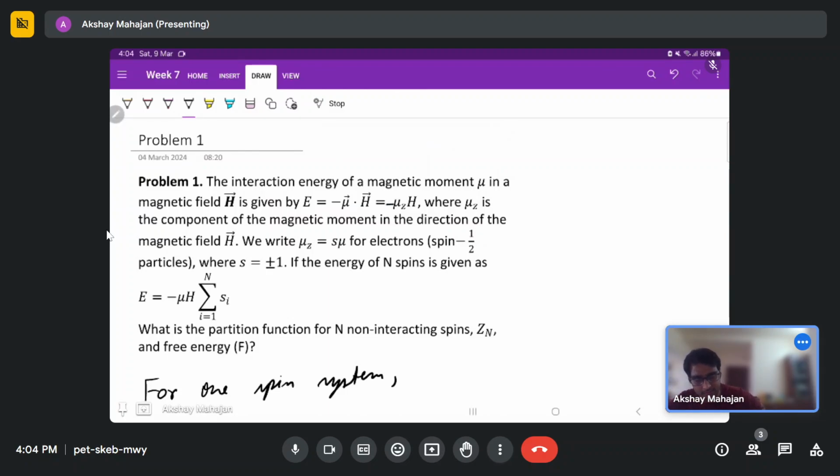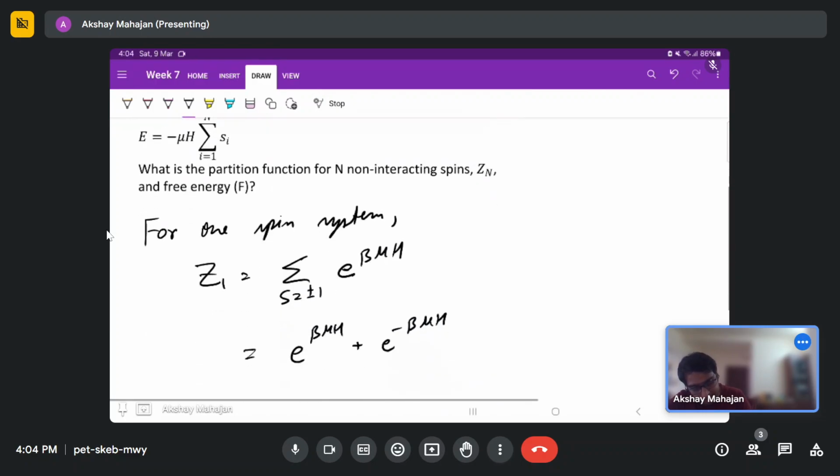There was a minus sign missing here. Because mu vector dot H vector, where mu z is basically your magnetic component in the direction of the magnetic field. We are assuming the field is in the z direction, so the dot product will just give mu z times H, and there is a minus sign already in the energy, and that we have in the summation as well.